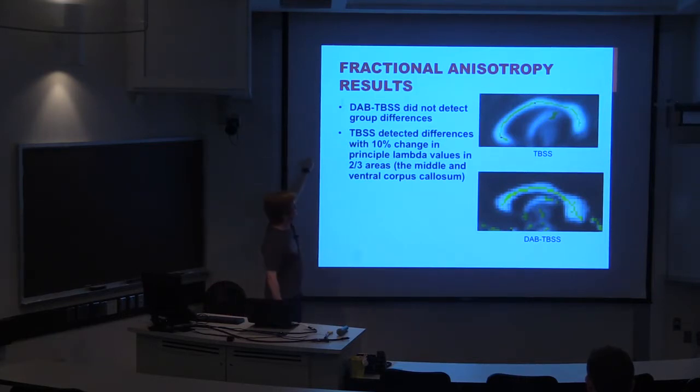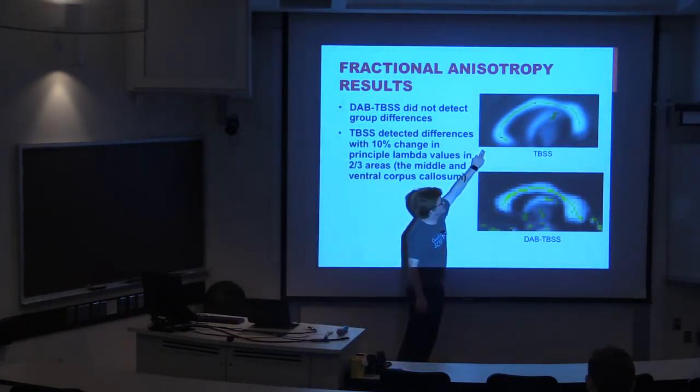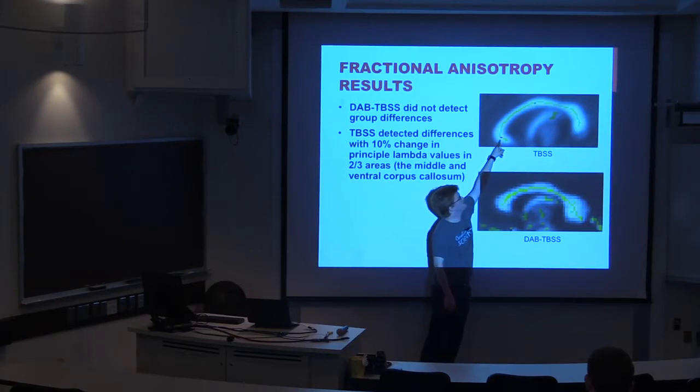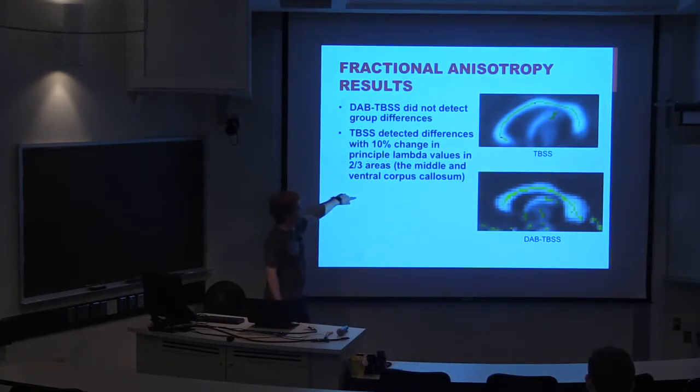Actually, in this case, TBSS won, but even so, I had to go to pretty great increases in the magnitude of the principal eigenvalue before it detected any of those differences, and even then it only detected 2 out of 3. You can see right here, this is the result using regular TBSS, which managed to detect statistically significant differences there, but not in the dorsal corpus callosum. And DAB TBSS didn't detect differences, period, when it was just measuring fractional anisotropy.